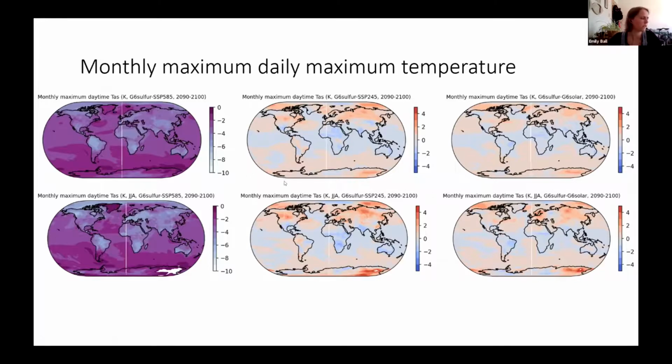and kind of as you'd expect, again, the extreme temperatures are less in the sulfur experiment, which has reduced the mean temperature compared to the SSP585.